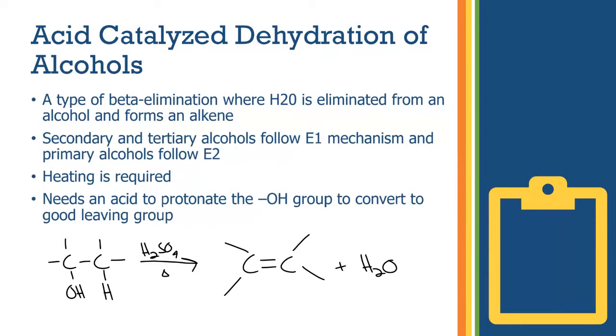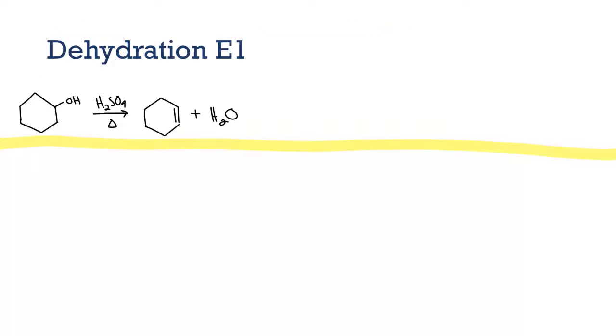Okay, so the general reaction here is you have an alcohol, you need the acid to catalyze, and you need to heat. This water molecule will come off, and then you'll have a double bond formed in its place. Okay, so an example here of E1 dehydration, and you've done this reaction before in last semester, so try to remember that. So our first step is to protonate, okay, this OH group, because this OH is not a good leaving group. Okay, so it will not come off easily.